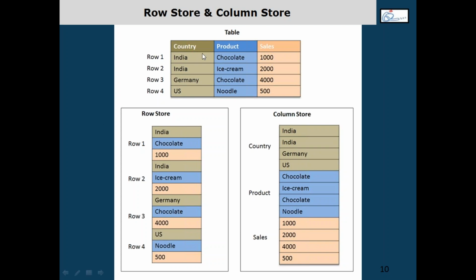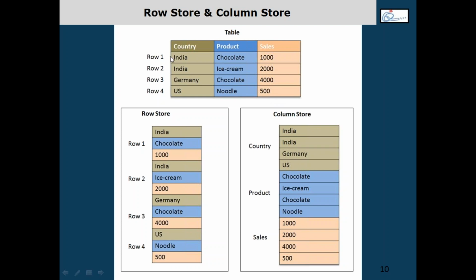So now, if this is a table, you know what a column is, right? Country is one column. This vertically, you refer to it as what? Column: country, product and what? Sales. So in any database, ultimately, you have to store data in the form of a table. And when you define a table, it is a set of rows and columns. So these are my columns here. Country is one column, product is one column, sales is one column.